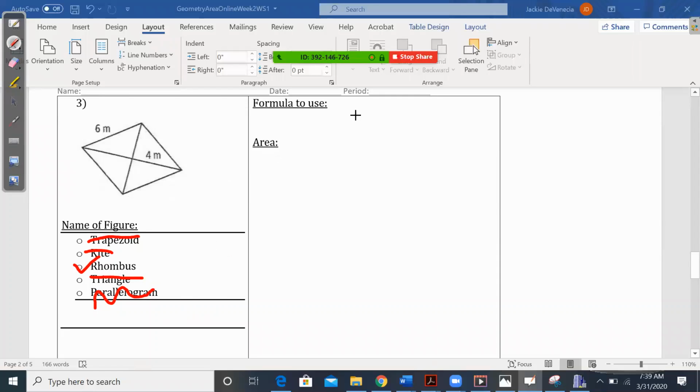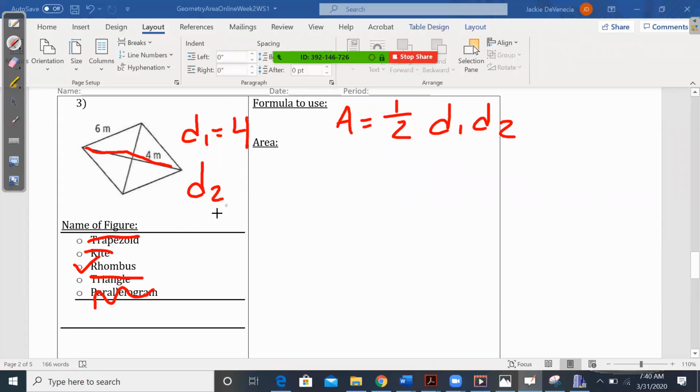Now, with this rhombus right over here, our formula is going to be 1/2 diagonal 1 times diagonal 2. Now, this 4 represents the whole diagonal, so D1 is 4, right? If I'm trying to find D2, well, the thing is we don't know what D2 is.